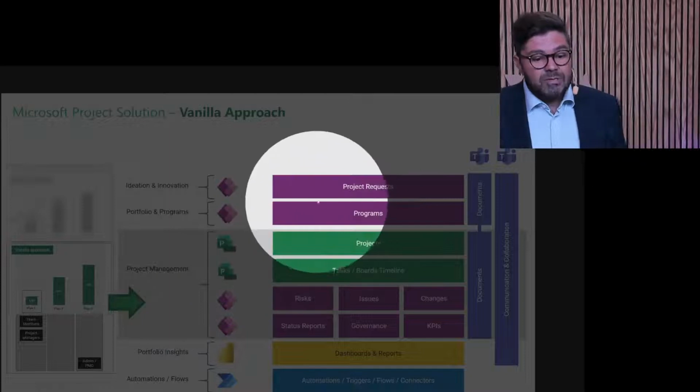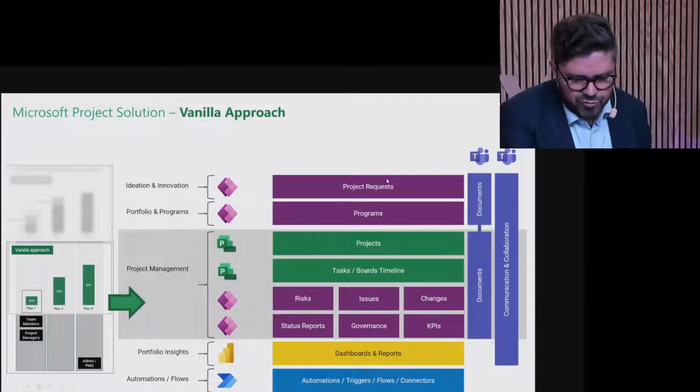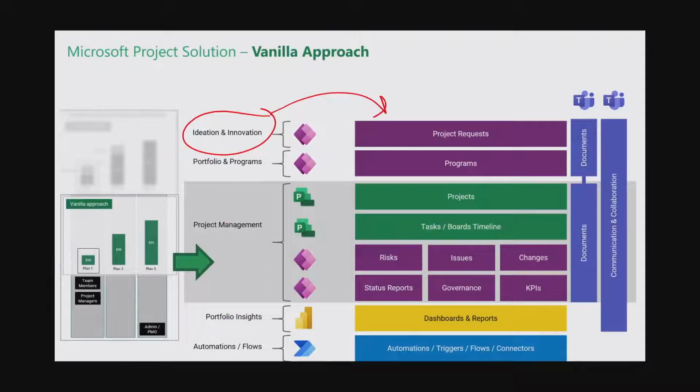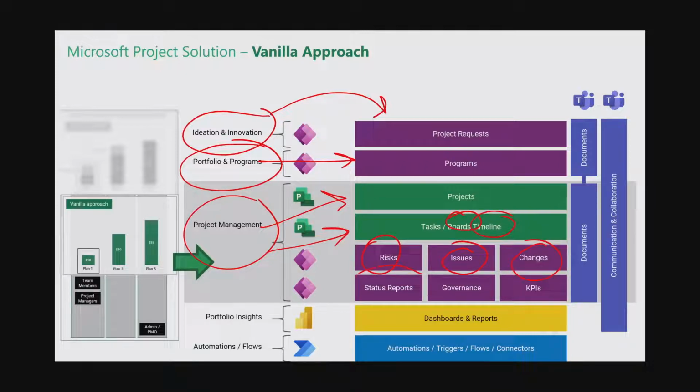That means you get project requests. I think I'll actually even draw here a little bit. You get, with innovation and ideation, managed project requests. You're going to get portfolio and program management with a program overview already preset if you use the Accelerator from Microsoft. In the project management field, you get projects, tasks, boards, timeline, Gantt view, all of that within the $10 license. Not forgetting that Microsoft now gives you some extra components pre-configured for risks, issues, change management, status reports.